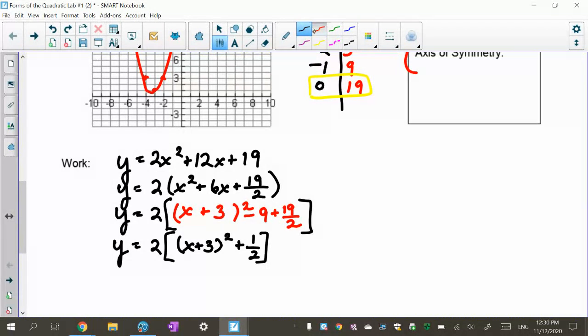Now I have to multiply through, or distribute, the 2. When I do that, it's 2(x + 3) squared. So you don't touch that; you're just basically putting it in front. And 2 times a half is a 1.